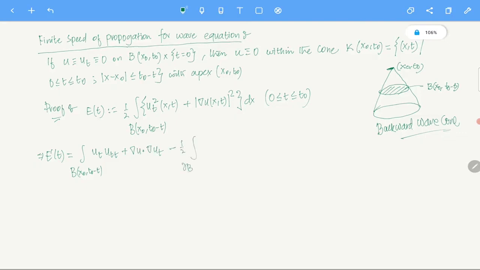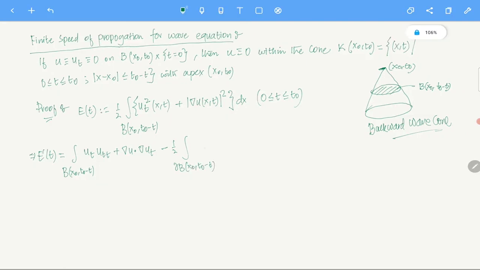So this is basically what I'm doing: differentiation under the sign of integration. The integral over B(x0, t0 - t) of the whole thing, u_t squared plus gradient of u squared, dS. Clear? This is given by the integral over B(x0, t0 - t) of u_t.